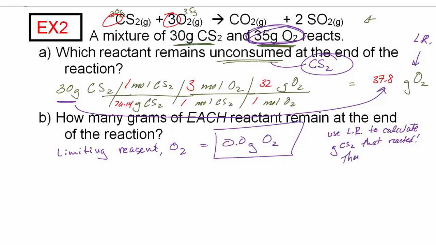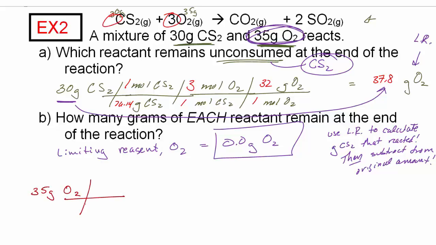Right? Then subtract from the original amount. Okay? So let's use the limiting reagent for all calculations. So let's start with the grams of oxygen. You've got 35 grams of oxygen. Too bad we didn't pick this one out in the first place. 35 grams of oxygen. We need to get it into moles of oxygen.